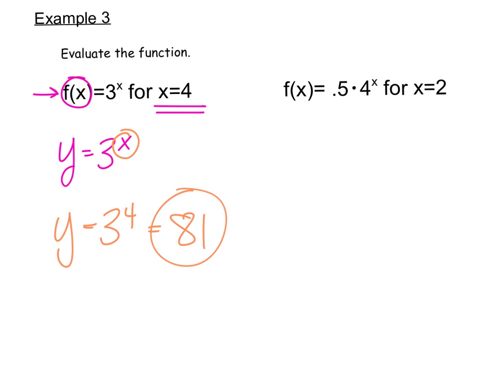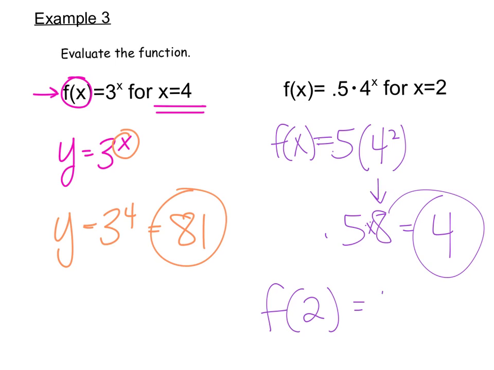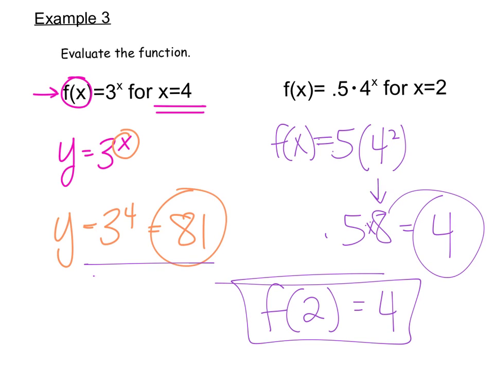Looking at the next example, we have f of x equals 0.5 times 4 to the x. So if we plug in 2, we get f of x equals 0.5 times 4 squared. Well, 4 squared is 16... 0.5 of 8 is half of 8, which is 4. And so we could say f of 2 equals 4. And that would be more official notation than if we switch it over to a y.